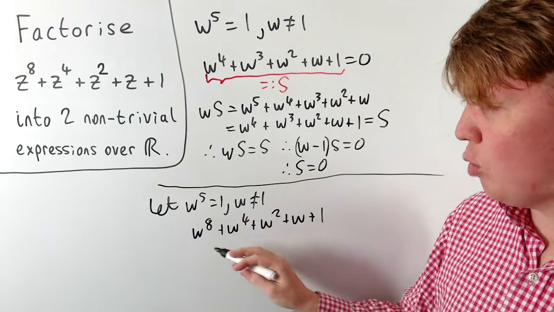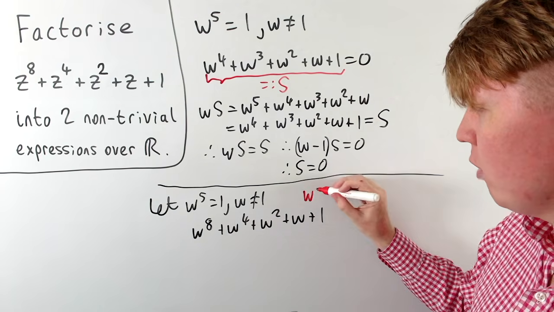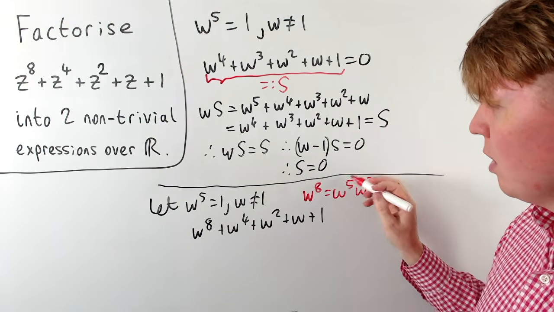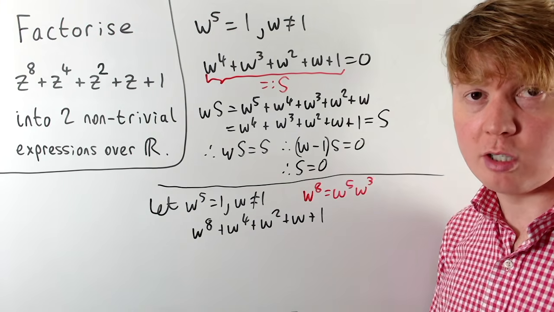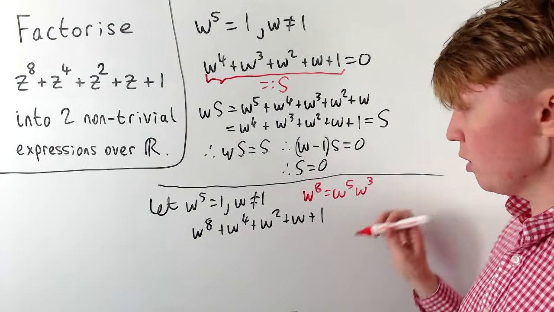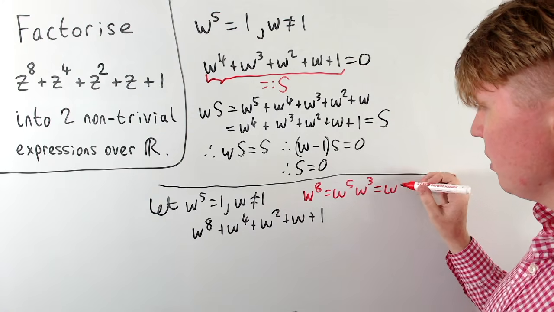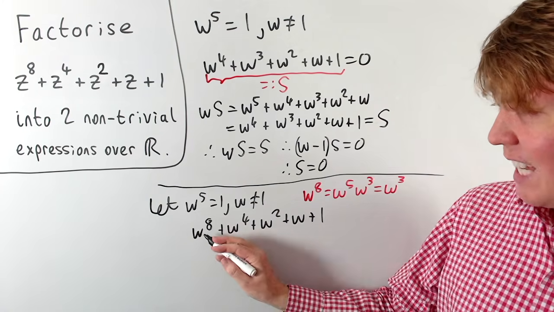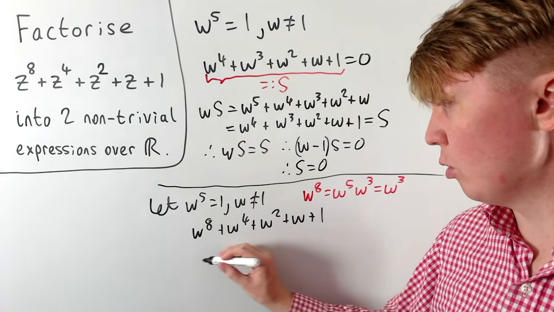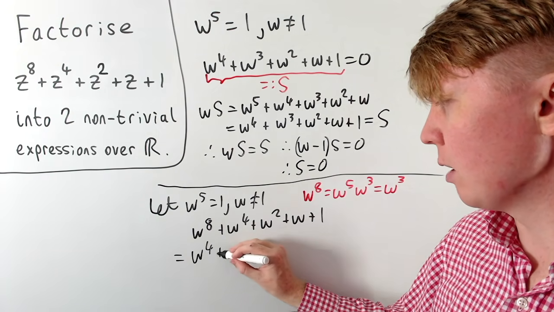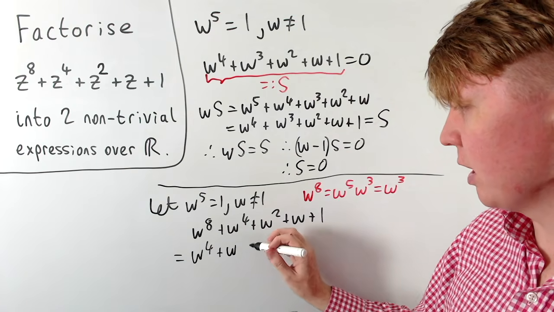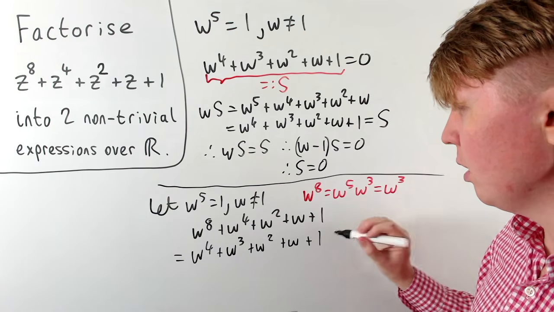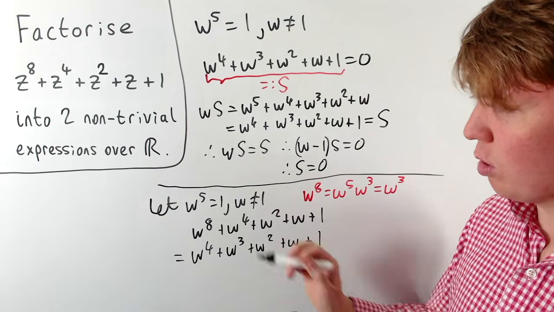you can see omega to the power of 8, we could actually rewrite this as omega to the 5 times omega cubed, and then we know that omega to the 5 is just equal to 1 because this is a fifth root of unity, so we can just replace this by 1 times omega cubed. So here, omega to the 8 can just be replaced by omega cubed. Putting them in descending order now, we've got omega to the 4 plus omega cubed plus omega squared plus omega plus 1 is equal to the original expression.